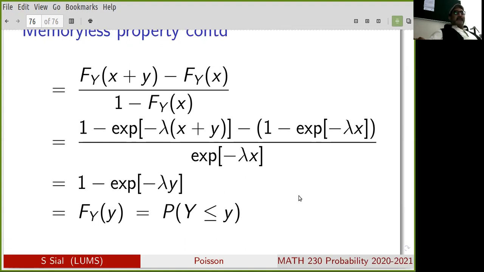So once again, that's the memoryless property. The fact that you've waited an hour for the bus that should have come in 10 minutes doesn't matter. Your expected waiting time does not change. So once again, the unique property of the exponential random variable.